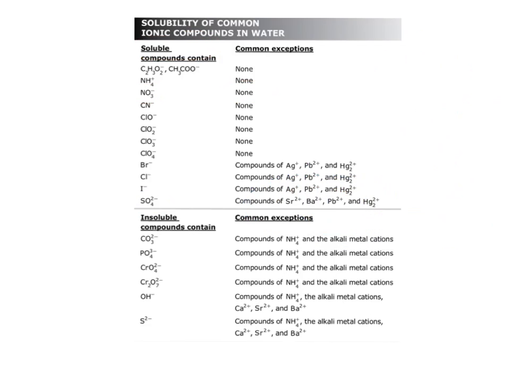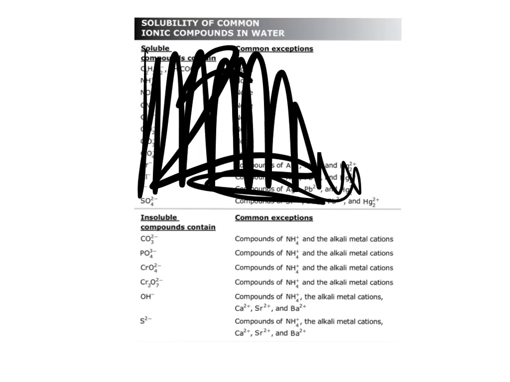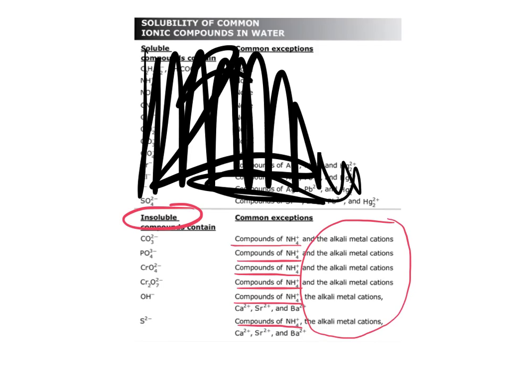Alright, for the bottom half of the chart, for the moment we're going to completely ignore the top half of the chart. For the bottom half, we're looking at things that are typically insoluble. So unless it's an exception, this thing will always form a precipitate or will not be soluble. Notice that every single one of them has compounds of NH4+ as an exception, which means that if it's ever with NH4+, it will always be soluble. And notice that every single one of them has alkali metal cations as an exception. Remember, alkali metal cations are group 1. So if anything is ever with group 1, it will always be soluble.